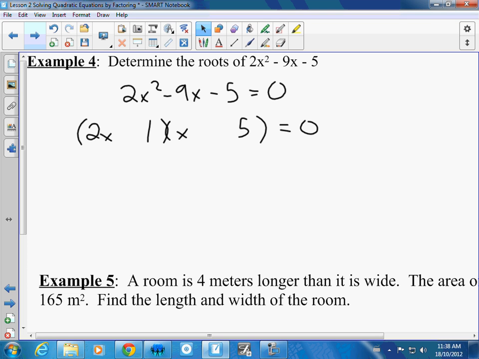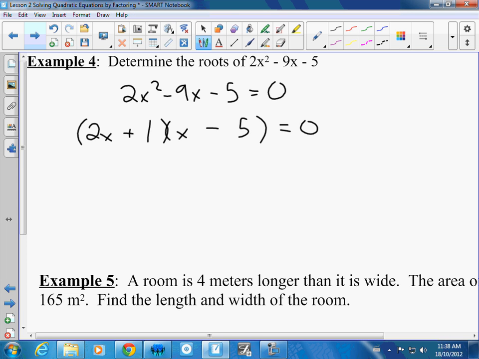Okay, now, we want the number to be negative, so where does the negative have to go? With the 5, because that gives us our negative 10. We put the plus there, that gives us our plus 1. Negative 10 plus 1 is negative 9. It works. Now, if you're unsure, could you FOIL it to see if you get the right answer? Yep. But we're not done, though.